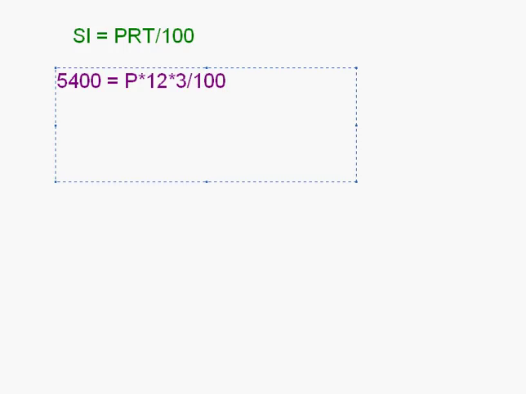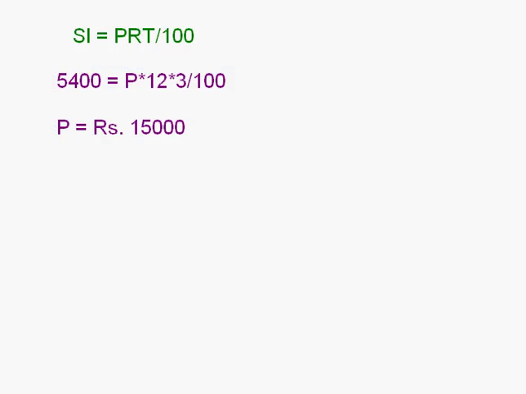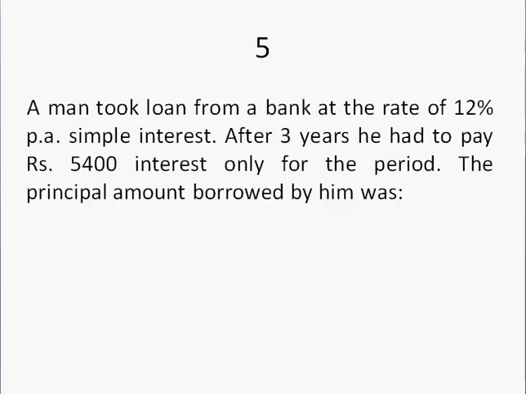So now if we solve it, the value of P will be 5400 times 100 divided by 36, so it will be 15,000. Okay, so the answer is rupees 15,000. These questions are very easy. You just need to look at the language of the question itself. Here the question said you have to find out the principal amount.